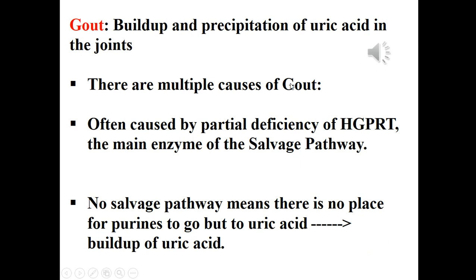Now we will explain briefly the disease state gout. Gout is a buildup and precipitation of uric acid in the joints. There are multiple causes of gout, often caused by partial deficiency of hypoxanthine guanine phosphoribosyl transferase enzyme, the main enzyme of the salvage pathway. If there is no salvage pathway, it means there is no place for purines to go, but only to be degraded to uric acid, so that leads to buildup of uric acid.